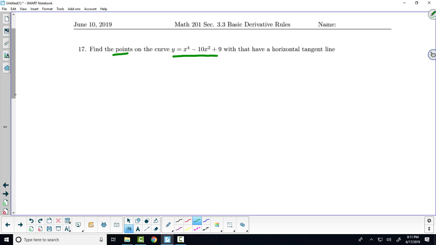If the curve has a horizontal tangent line at a point, what's its derivative? 0. So another way of asking this question, and I won't ask it this way, you have to make the leap, is where is y prime equal to 0? That's another way of asking this question. This is a much more straightforward way of asking the question, right? But I won't ask it that way. I'm expecting you to make a leap, a connection between a horizontal tangent line and a derivative being 0.